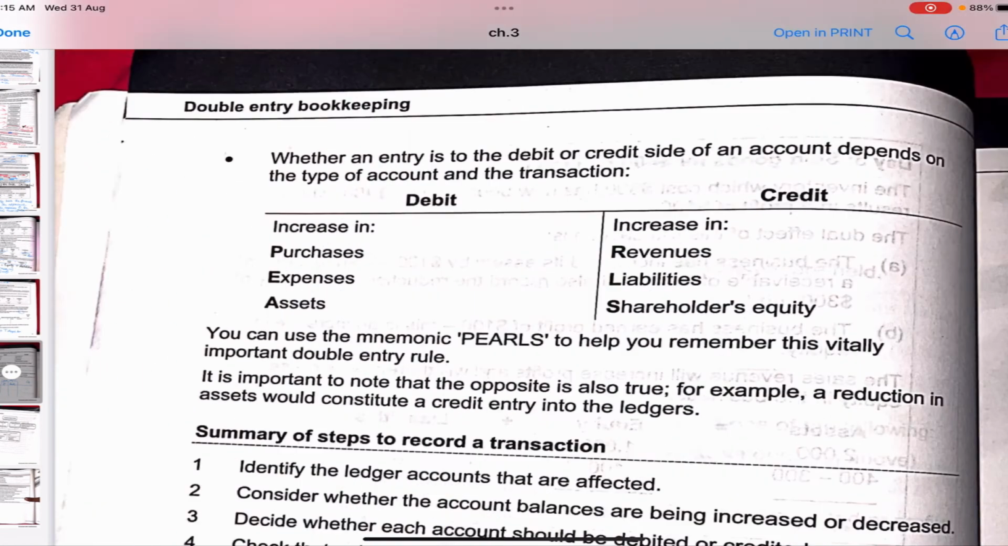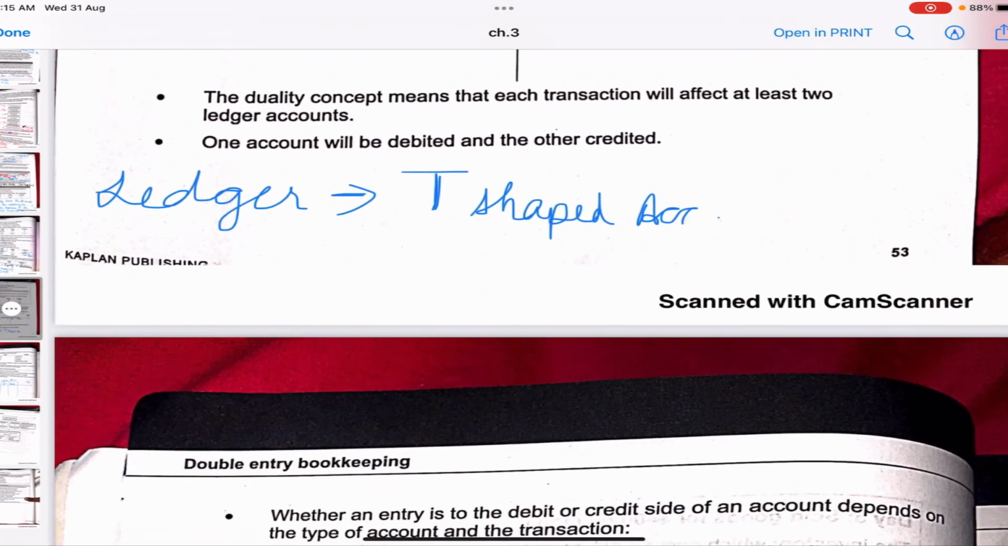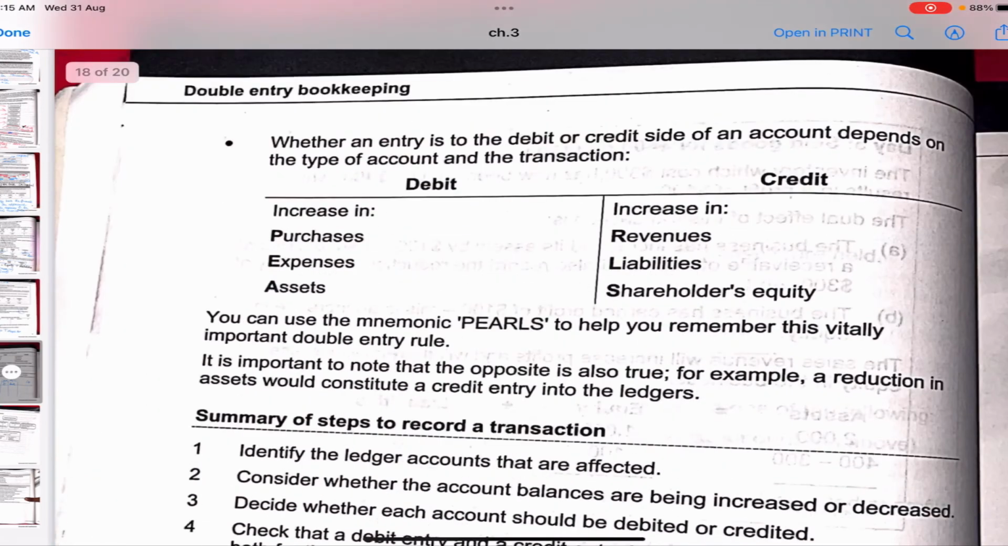Okay, so now the duality concept: each transaction will affect at least two ledger accounts. That's what we saw. Whenever we were selling a car, the cash was also getting affected. Whenever we were buying a car, the cash was also getting affected. So every transaction has a double entry or dual effect. Every transaction makes a change in two ledger accounts, so one account will be debited and the other will be credited.